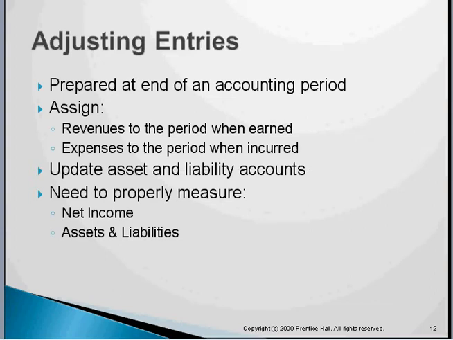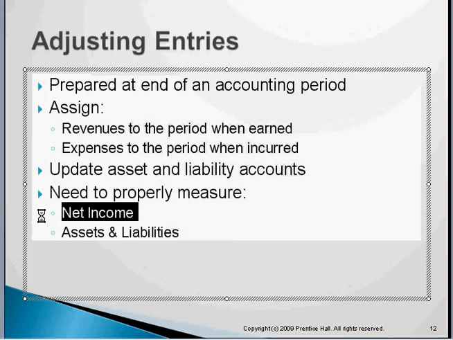Adjusting entries, what are these? These are prepared at the end of the accounting period. What we're doing is assigning revenues to the period when they've been earned and expenses to the period when they've been incurred. It also updates asset and liability accounts, because what we're trying to properly measure is revenue and expenses being equal to what? Net income.